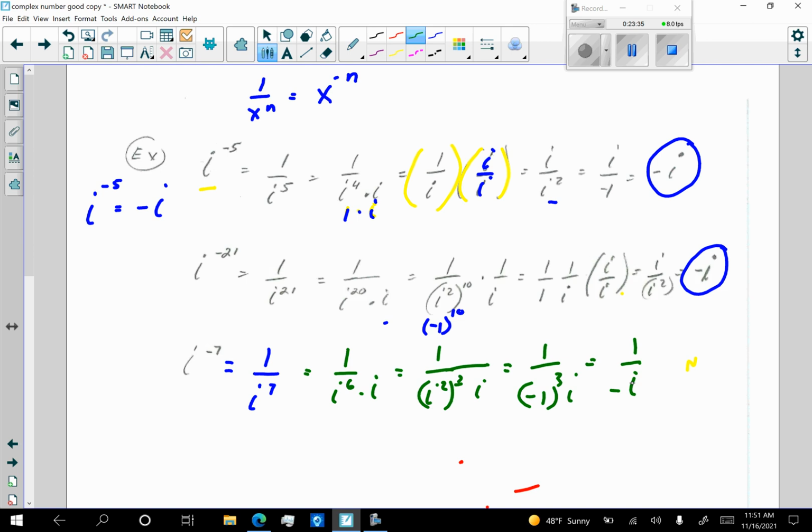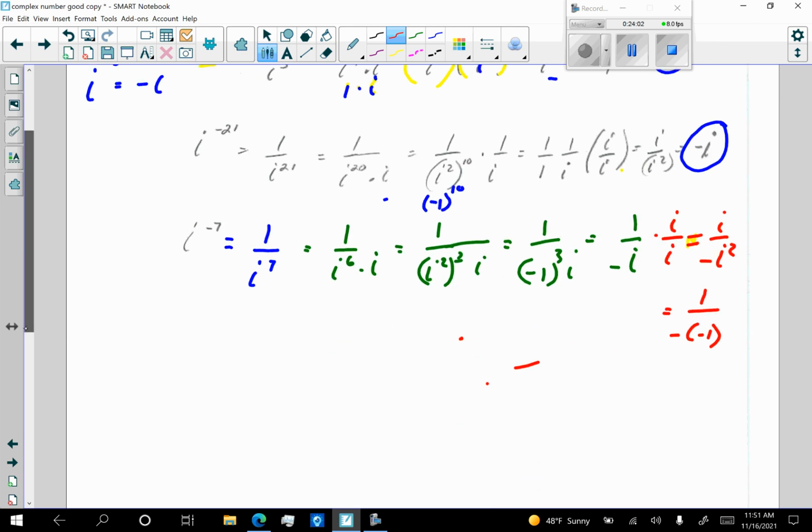I need to get the I out of the denominator. And how do I get it out of the denominator? I'm going to multiply by I over I. So this rascal here is going to be I over negative I squared. Well, what's I squared? Negative 1. So this is going to be I over negative 1 times negative 1, and that's simply going to be I.